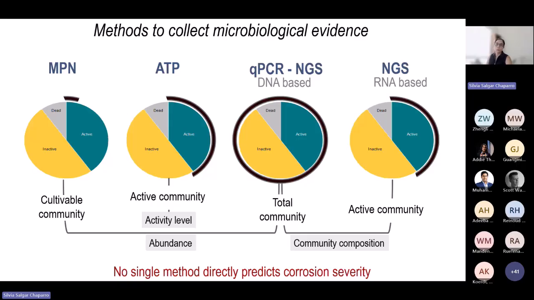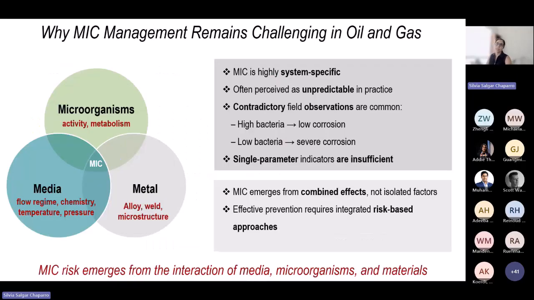But it's very important to highlight that no single method can directly predict the corrosion severity or the likelihood of MIC. And this is because, as Scott mentioned at the beginning, MIC results from the interaction of these 3 different factors, not just the microorganisms, but actually what is in the environment for them to behave in a corrosive manner, and also what are the material characteristics and the susceptibility of the material to get affected by the action of the microorganisms.